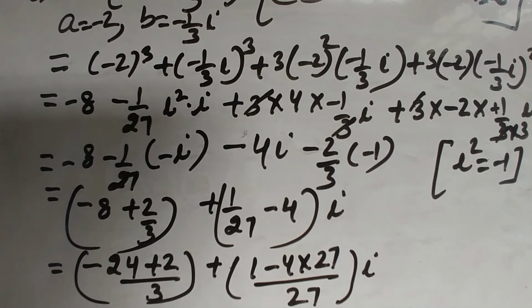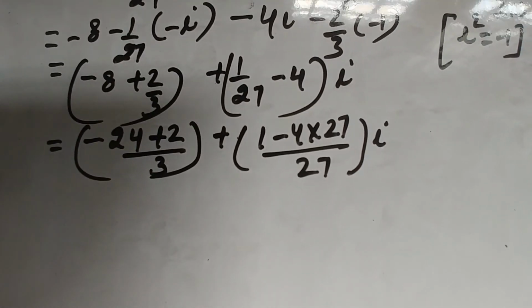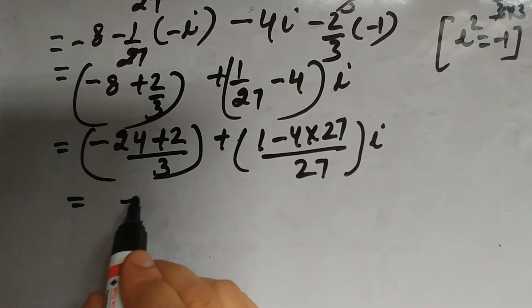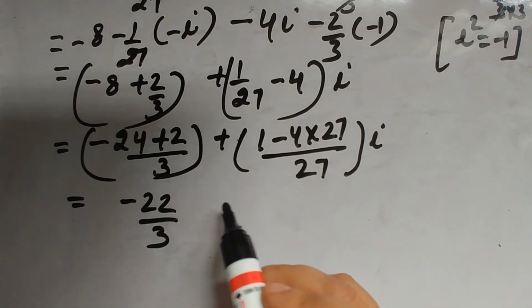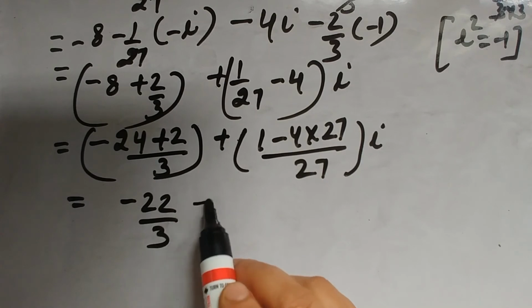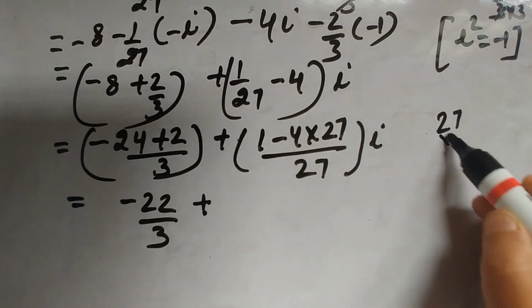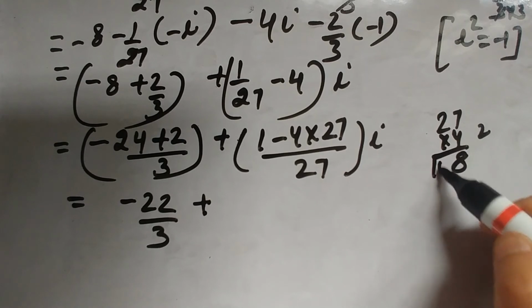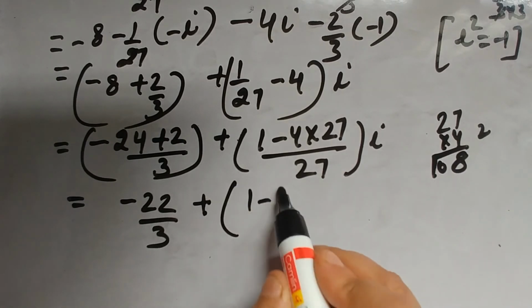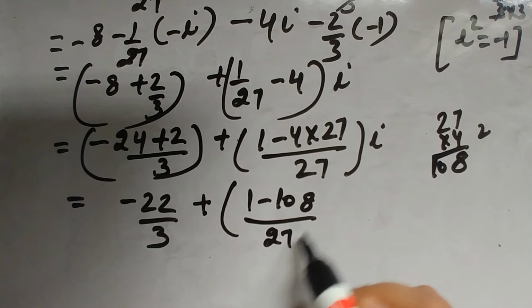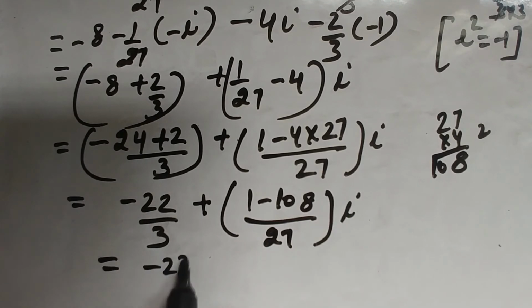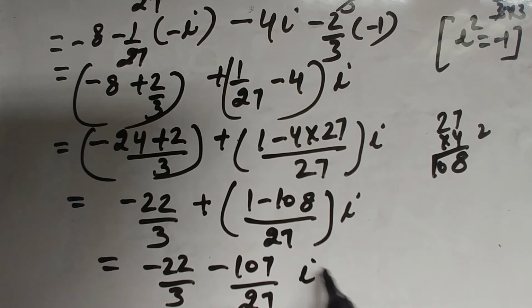This iota. Okay, now it is your minus 22 by 3, and it is plus. Okay, so check what is 27 into 4, it is minus 108. So it is 1 minus 108 upon 27 iota. So it will give me minus 22 by 3 minus 107 upon 27 iota, which is the required expression of this cube in the form of a plus iota b.